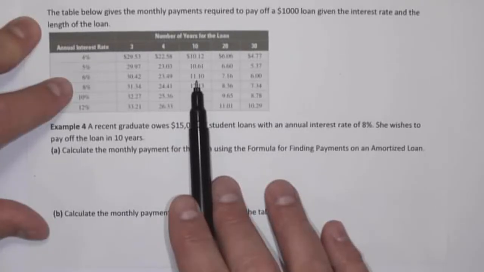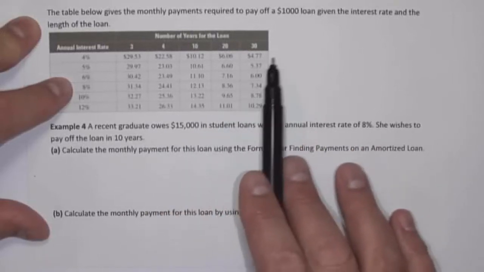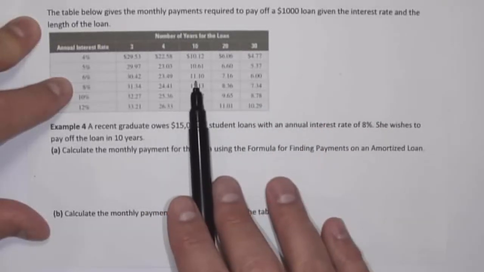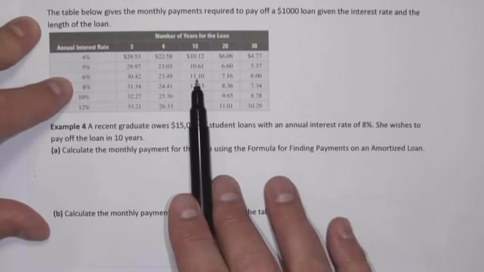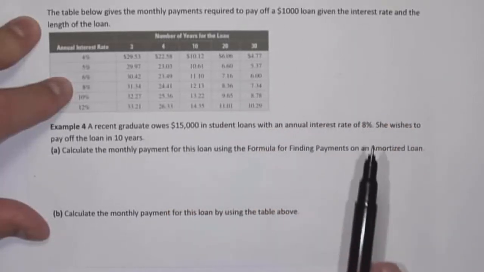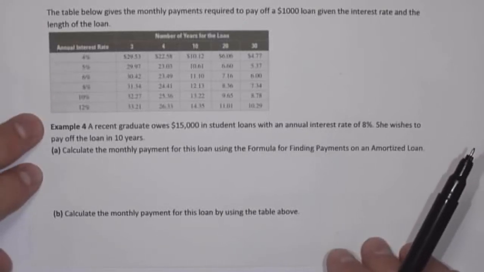Now, usually someone's not going to borrow $1,000 for 10 years. So the usefulness of this table is that if it wasn't a $1,000 loan, say it was a $10,000 loan, then all we would have to do is take 10 times this payment in order to figure out our monthly payment for a $10,000 loan instead of a $1,000 loan. And we're going to see that in example 4.